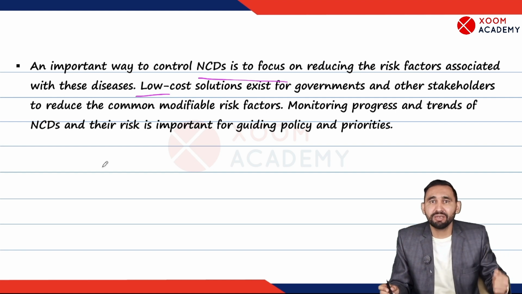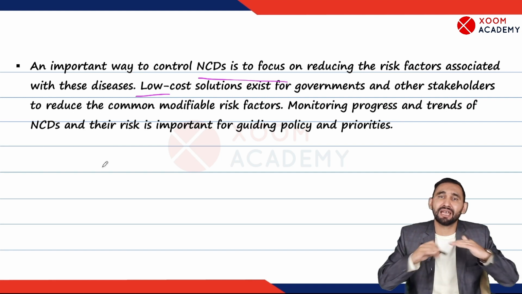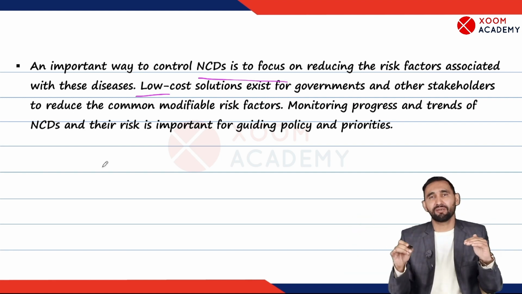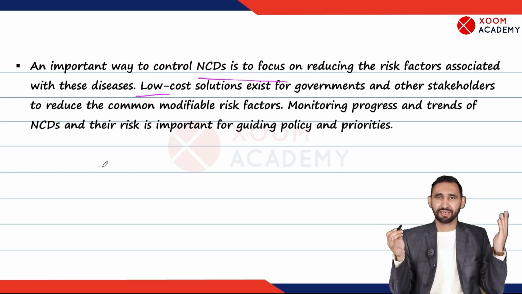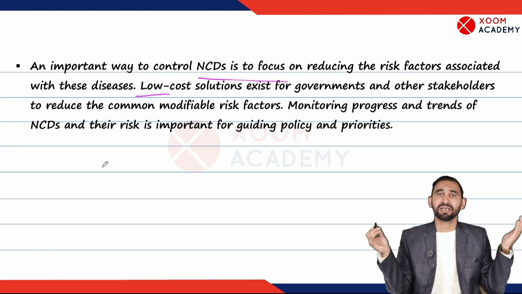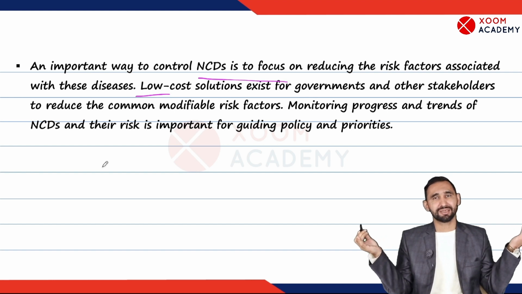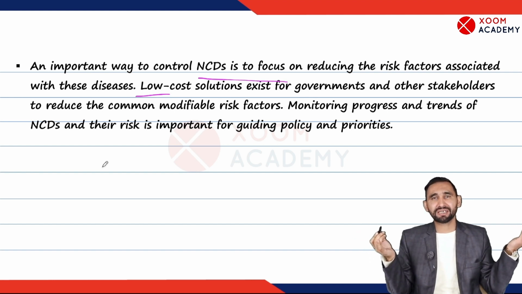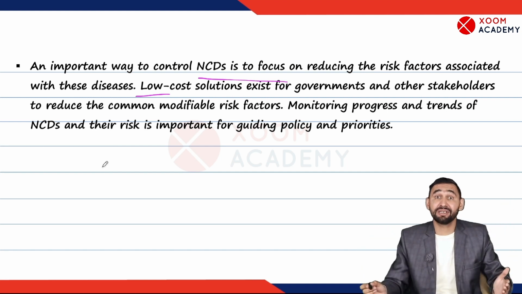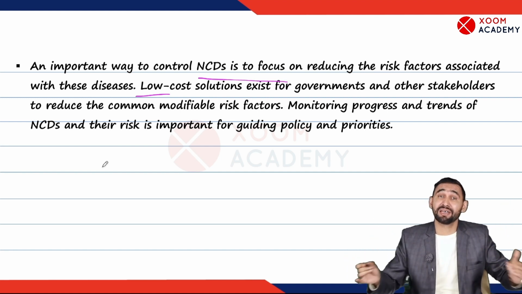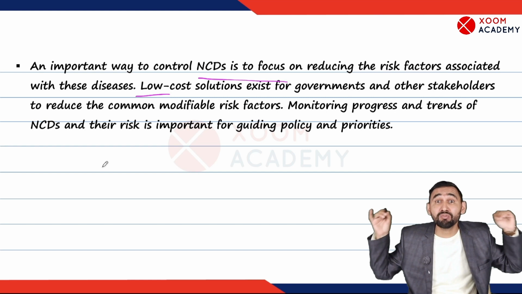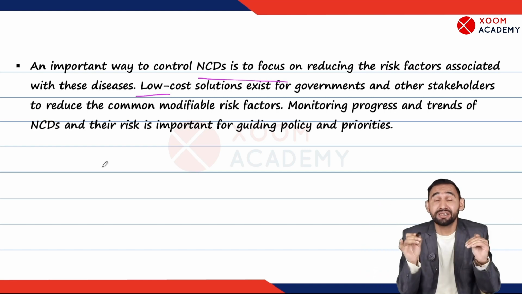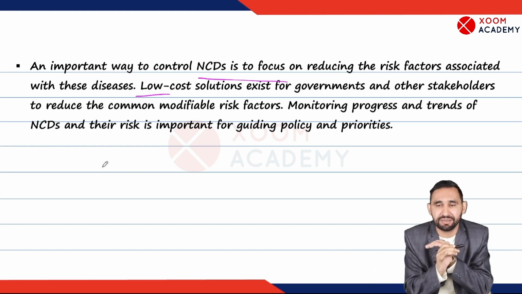And the best way is to minimize their modifiable risk factors. The best way is to adopt a healthy lifestyle. We need to modify our lifestyle. With evolution, there is a problem with industrialization. The living standard of people has improved. They are using fast food. There is a lack of physical activity. Stress is increasing. The world has become so fast that everyone has stress. We need to manage this stress. We need to control this stress to control non-communicable diseases.